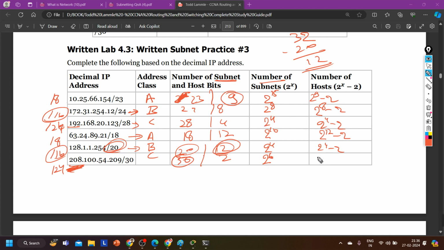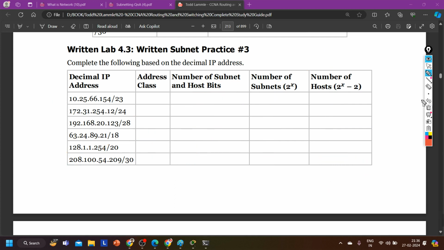Valid hosts are 2 to the power 2 minus 2, which is 4 minus 2. Clear? Now guys, if you try, you can solve any question of subnetting, but you have to try. You have to spend some time on subnetting.